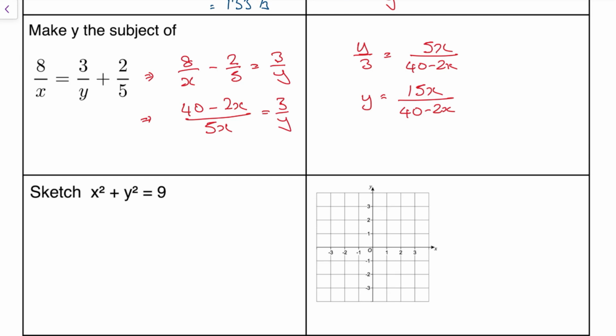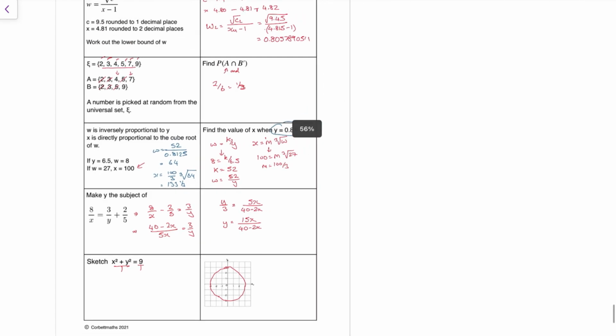Next question. Sketch. So not too bad, this one, is it? So center 0, radius is 3. So I'm just going to do the best job I can of drawing a nice circle, better than I'm doing because I'm doing this on an iPad, which looks something like this, recognizing the points that I need. And that's finished today quite well.